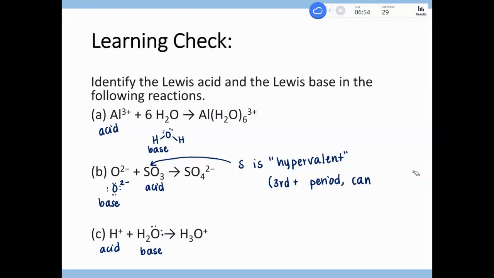Elements in the third or higher period, really lower on the table, can hold more than 8 valence electrons. This is because the third period, fourth period, fifth period, they'll have access to the D shell. So in the D shell, you can have an extra 10 electrons. Okay, questions on this page?